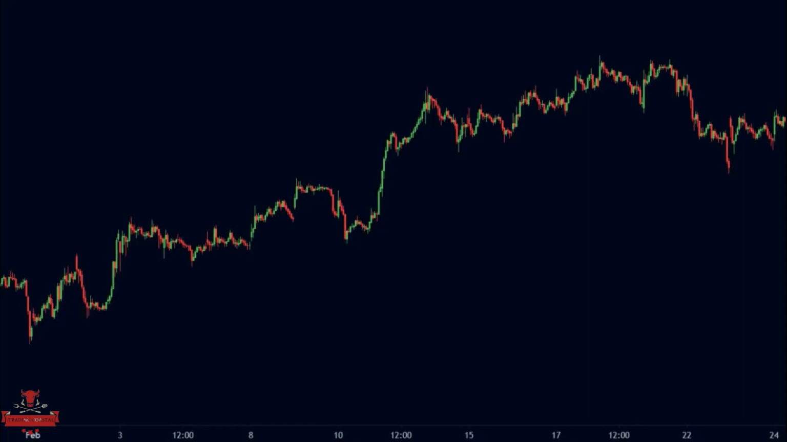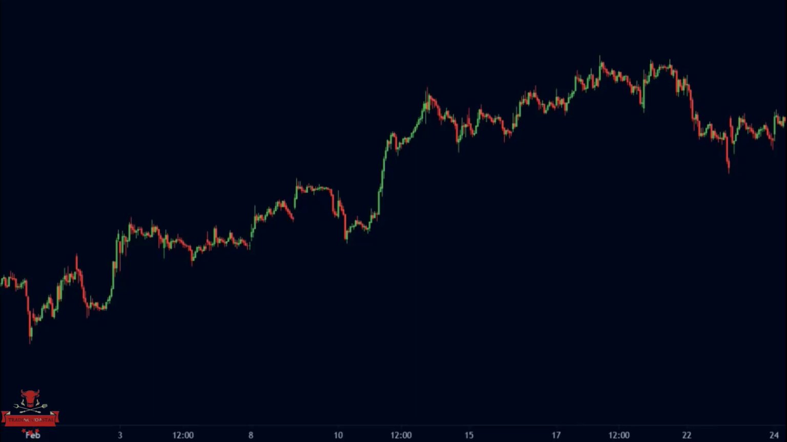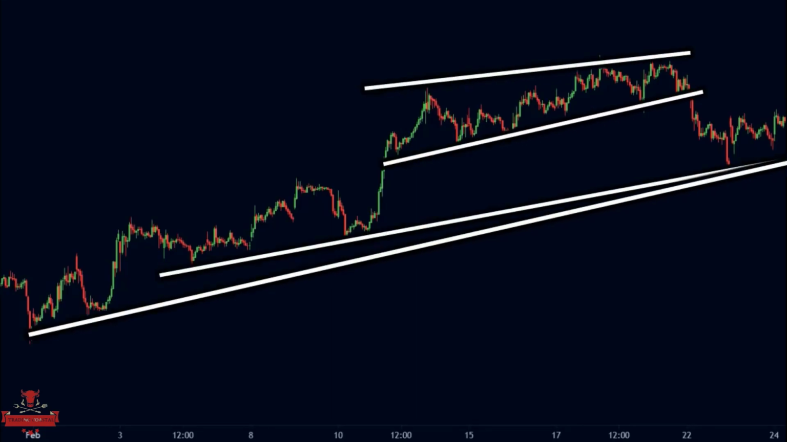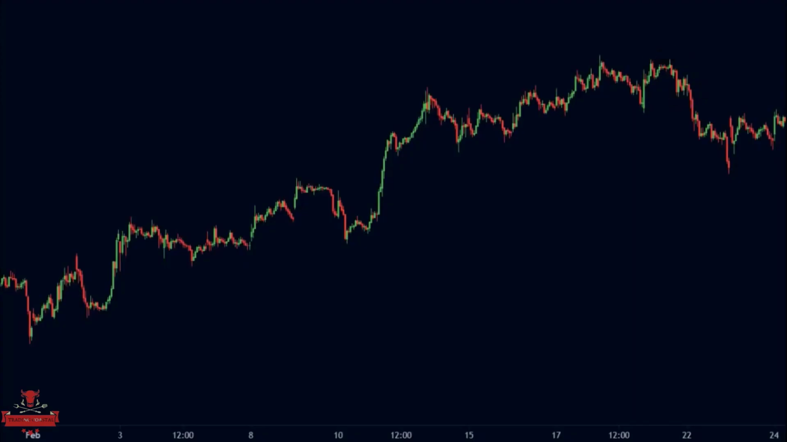Look at this chart. Here we can see that the price is in an uptrend. Now, here are the potential trend lines that could be drawn. But when we have so many trend lines plotted on the same chart, it becomes really difficult to trade. We need a more clearer chart. So, let's start over again.